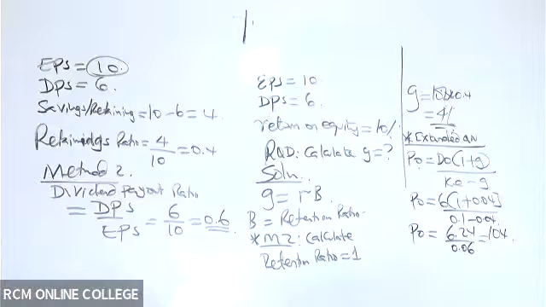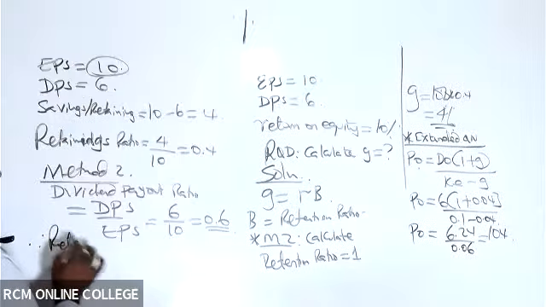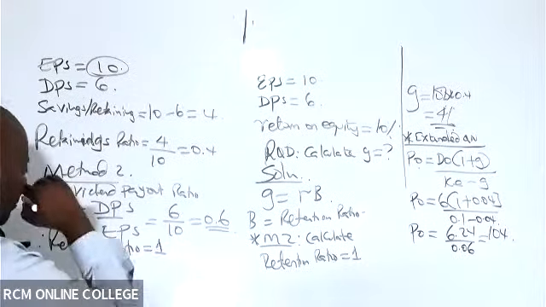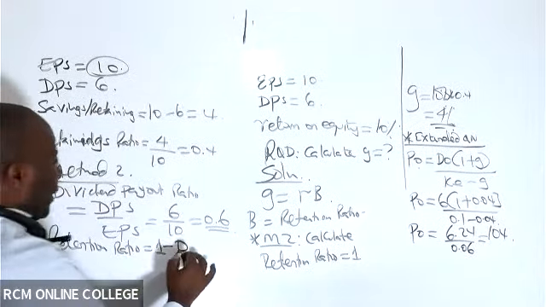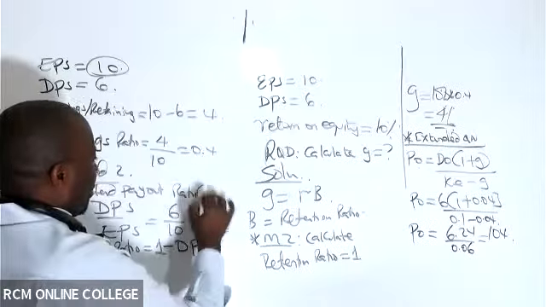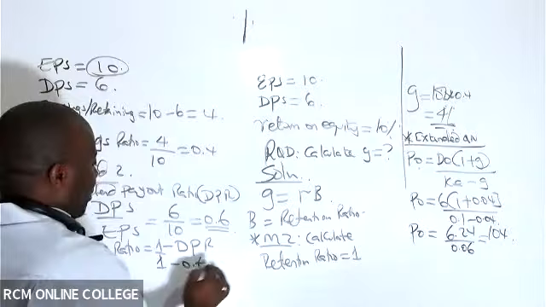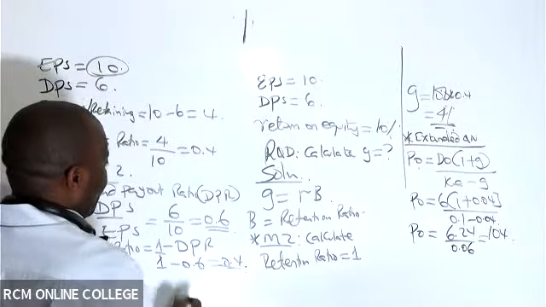So we are paying 60%, and how much are we retaining? Therefore, the retention ratio will be equal to 1 minus the dividend payout ratio. So this will be 1 minus 0.6, which gives us 0.4, same as 40%.